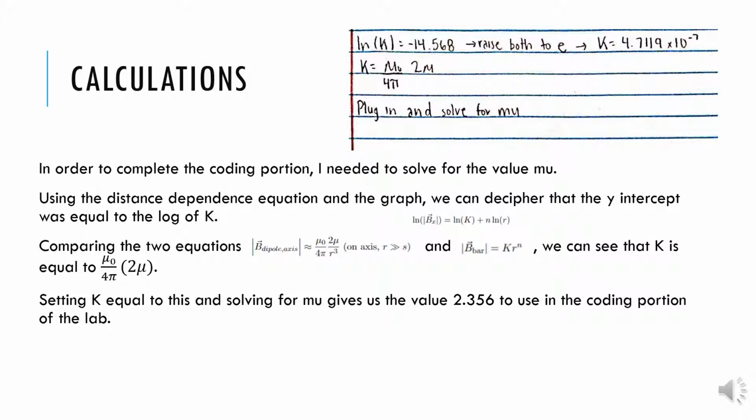The next step in this experiment was to calculate the value of mu for the computer calculation. Examining the graph equation, you can see that the natural log of k is equal to the y-intercept. Additionally, examining the distance dependence equation and the Biot-Savart law, you can see that, with a value of negative 3 for n, k is equal to mu naught over 4 pi times 2 mu. Solving for k and then setting these equations equal allows us to solve for mu, and gives us a value of 2.356 to use in the coding portion. These calculations are shown here.